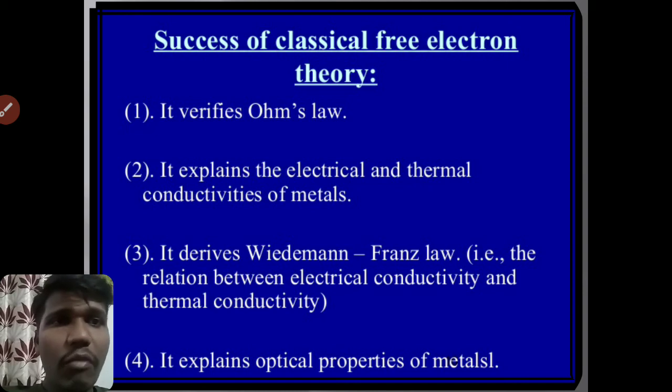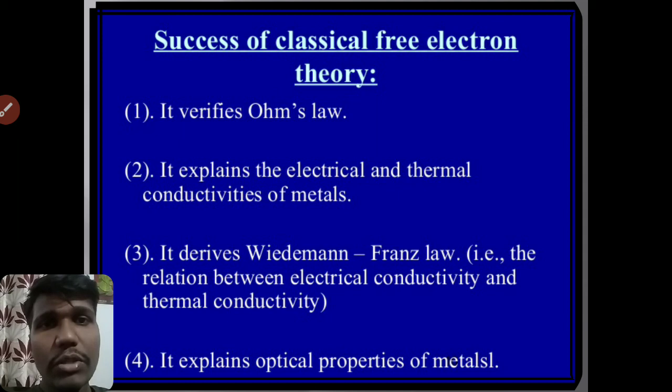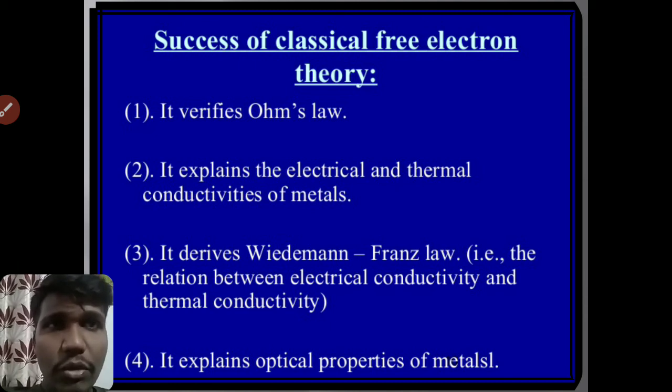And it explains the optical properties of metals. Also we have fiber optics and optoelectronics, so we discuss the light emitting diode, photodiode and solar cell as optical instruments. We consider the free electrons, which is a success of the classical free electron theory. These are four successes of the free electron theory.